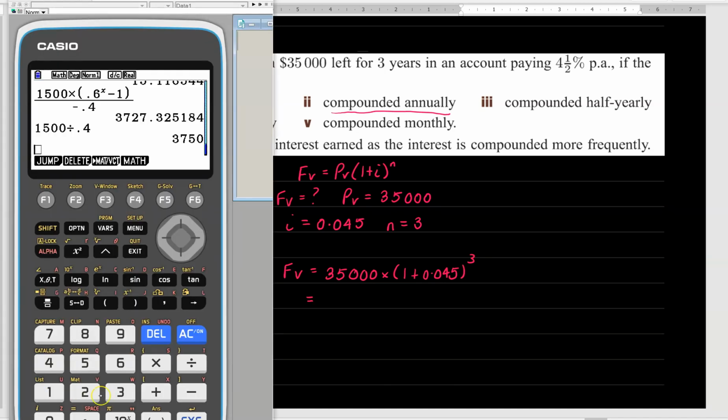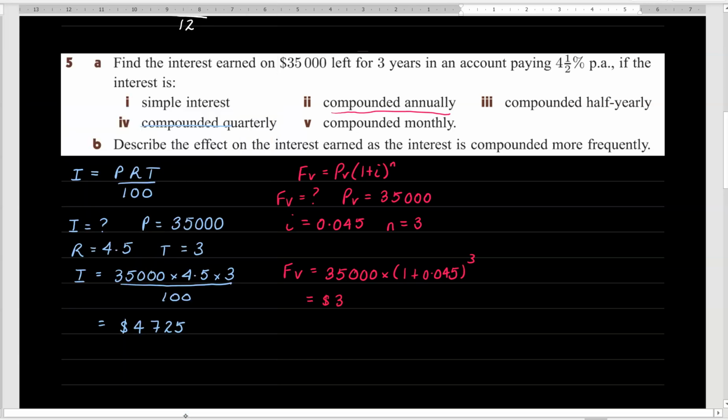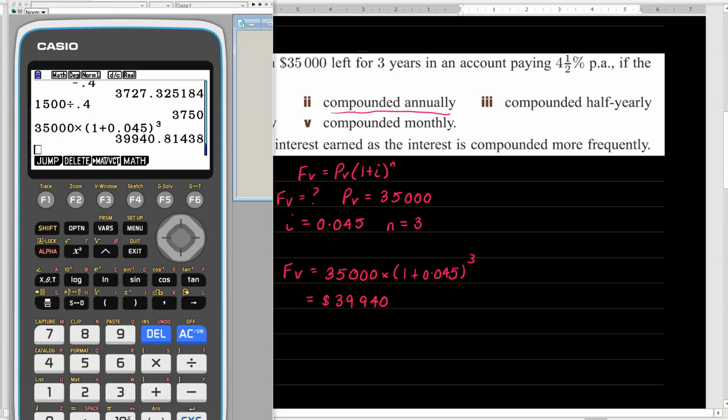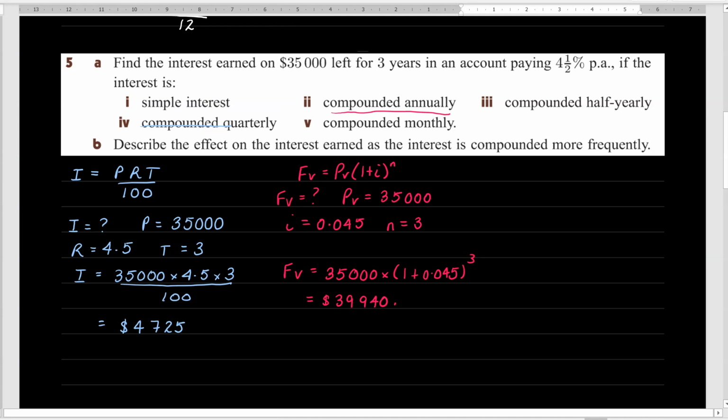Okay, so 35,000 times 1 plus 0.045, okay, there's your "to the" button, 3, and we end up with 39,940. So 39,940, and we'll pop the 81 cents in. Now you might think, wow, that's a massive jump.